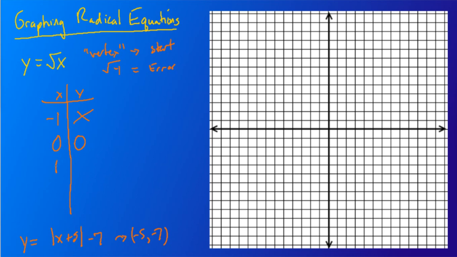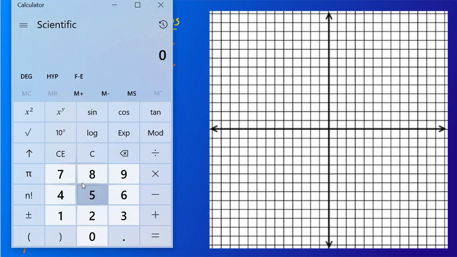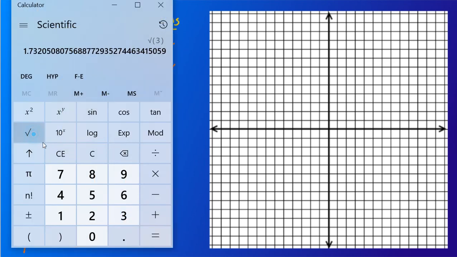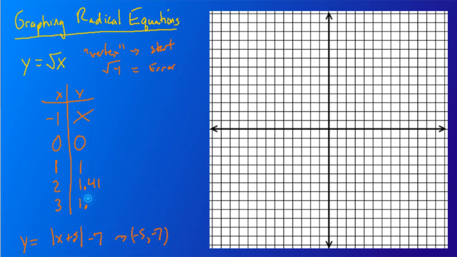So let's go ahead and go to the right. If we do the square root of 1, that's 1. If I put in 2 and I square root that, I get 1.41. I may not want to actually use this number, but I do get it. And if I try 3 and I square root the 3, I get 1.73. And if I try 4, that's going to be the next one that works out. The square root of 4 is 2. So I have a few points here, so let's go ahead and try it.